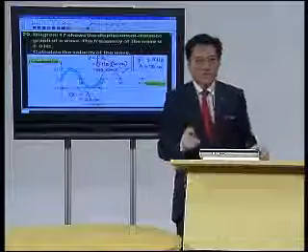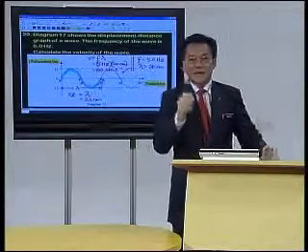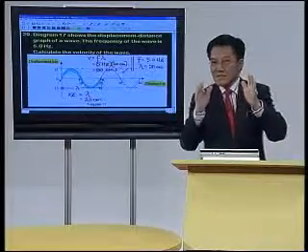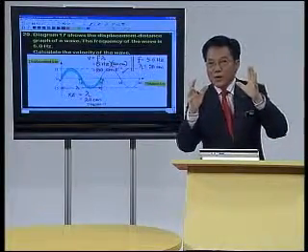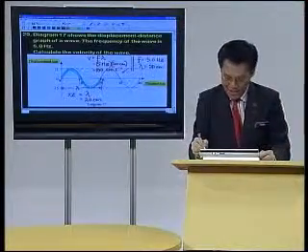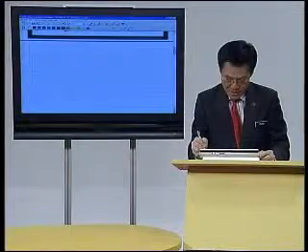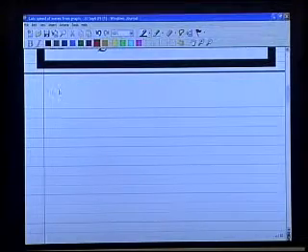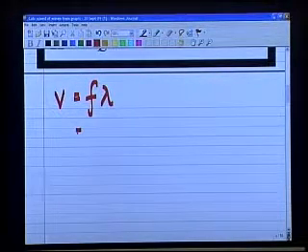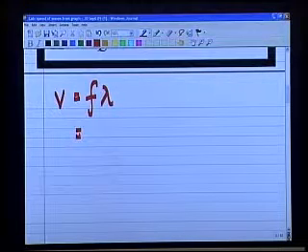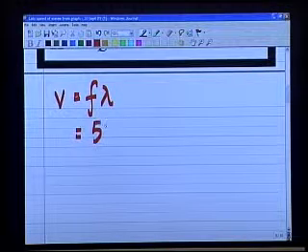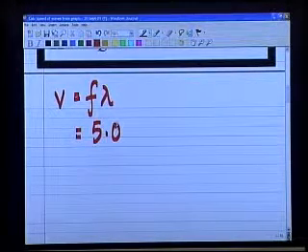Now I'm still not satisfied because I want to teach you something else that not many books will explain to you that way. I will now explain it again and show you another angle so that you understand better how to use V equals f lambda. Are you ready? V equals f lambda. Now what is f? 5 hertz, right?